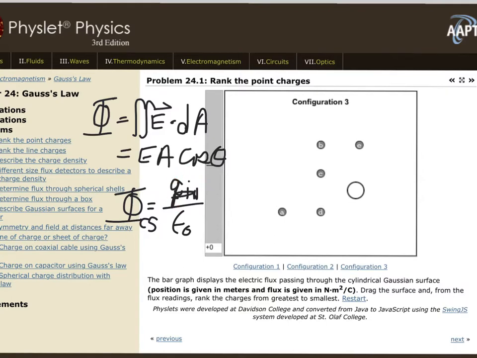So in this exercise, you're getting the flux through the detector, so from that you can calculate, using this equation, the charge inside. So I don't think there's much more to say. You just put the detector around the charges and you find the flux. It reads the flux. So from that you can calculate exactly the charge inside, or you can rank the charges inside, right? They're going to rank according to the amount of flux enclosed by the detector. Okay, I think this is pretty straightforward.